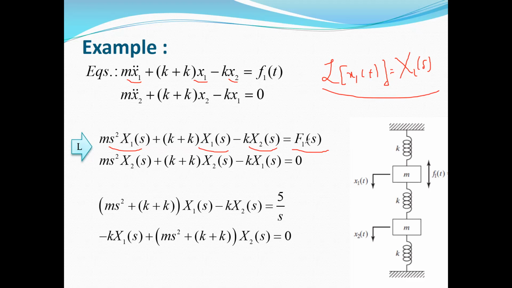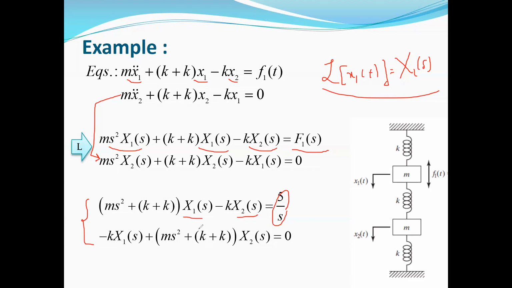The Laplace transform of f1(t), we assume, is F1(s), and you know that the Laplace transform of a step function is 1 divided by s. But here, because the amplitude is 5, F1(s) is equal to 5 divided by s. Now we can simplify these two equations, and for the second equation you can do the same procedure and extract the Laplace transform, as you can see. And now we need to solve these two algebraic equations and obtain X1 and X2 from them.